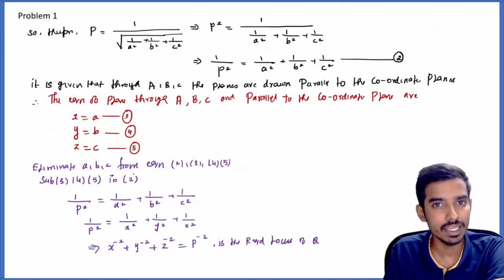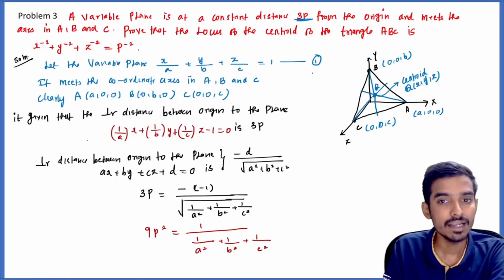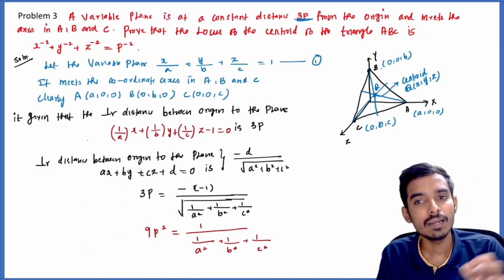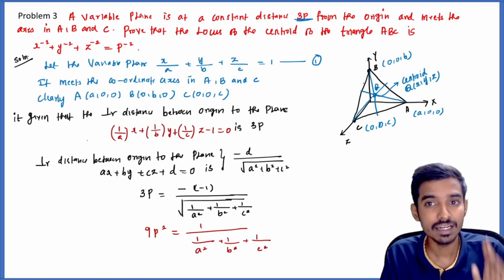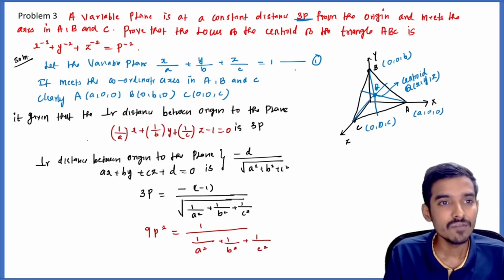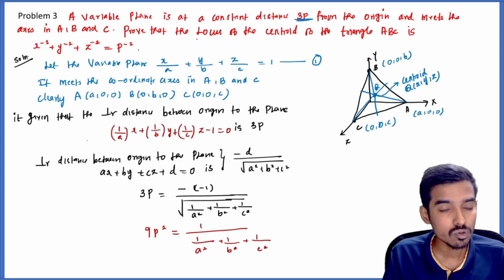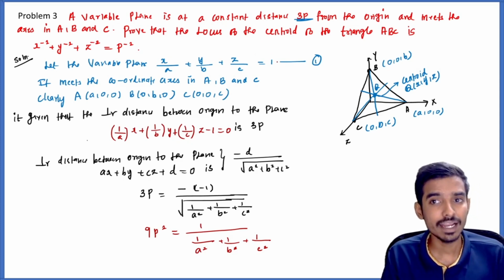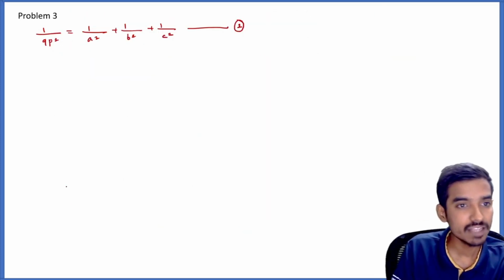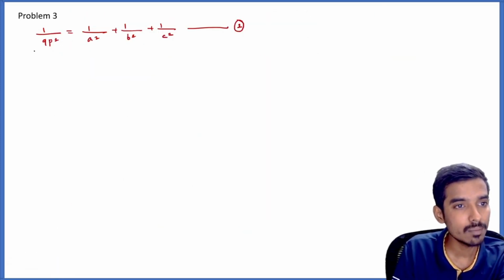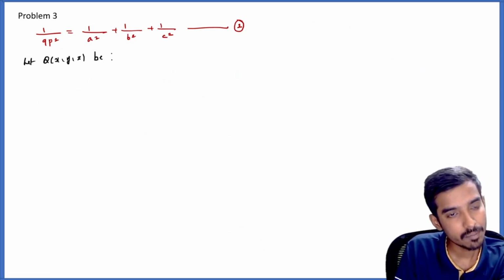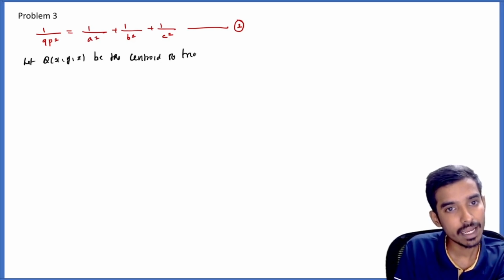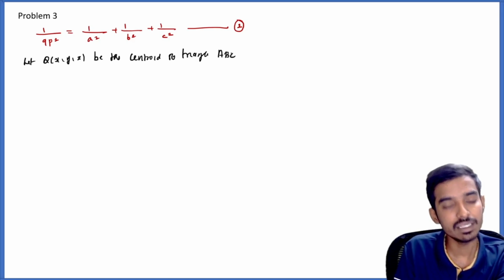We have got 3, 4, 5 here. But here they haven't said that planes are drawn parallel to the coordinate planes passing through A, B, C. They haven't given any such data. But what they have said is we need to prove the locus of the centroid of triangle ABC, right? So let Q of x, y, z be the centroid of triangle ABC.